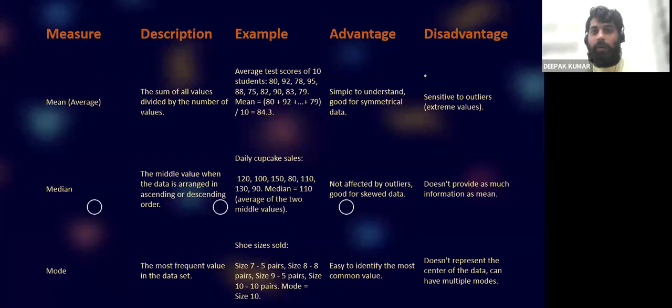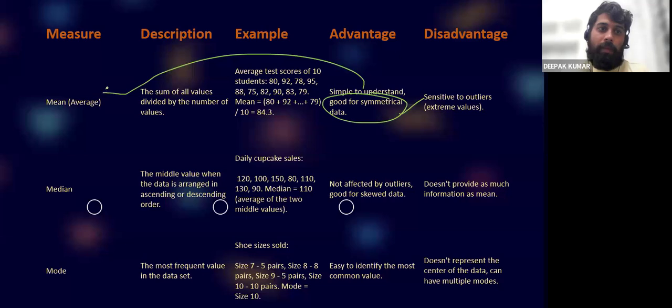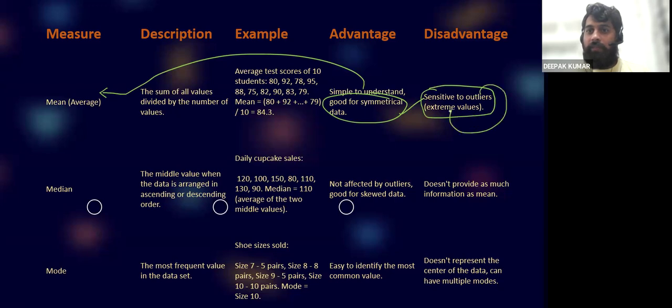Now, the advantage we had seen: it is good for symmetrical data. So whenever you find symmetry in the data, please apply the mean, the arithmetic mean. As we saw last time, this mean is sensitive to outliers. Outlier means the extreme values.